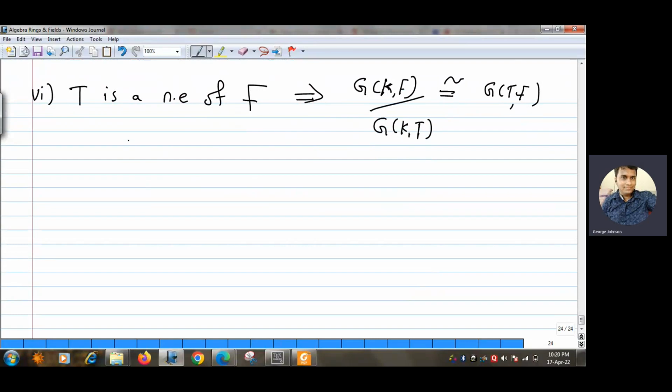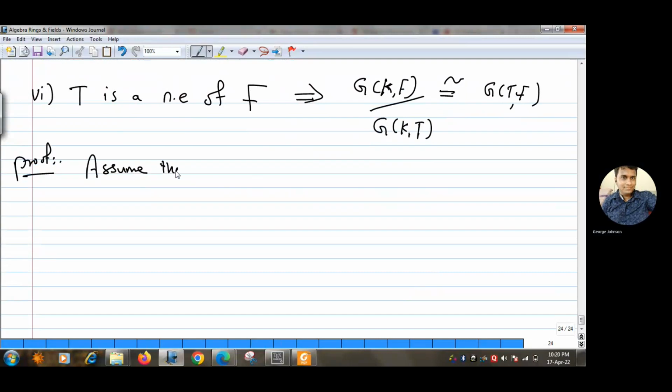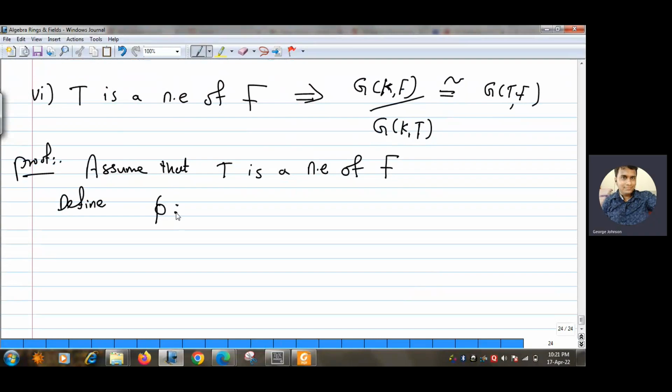For that, we will use some definition, some map. So let us first assume that T is a normal extension of F. Now I need to show that GKF quotient GKT is isomorphic to GTF. For this, let us first define a map phi from GKF to GTF.